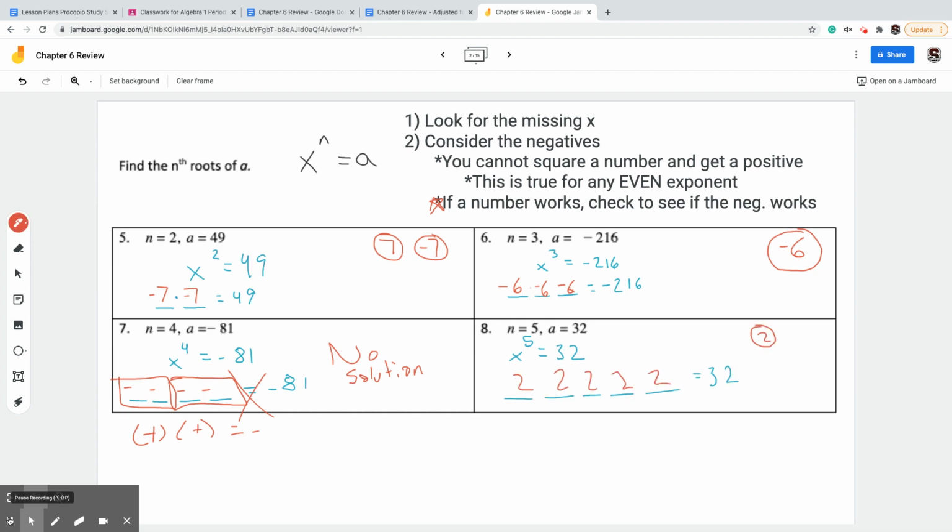I got 2. Did you get one that I missed? Remember, if a number works, check its negative, its opposite. So if I put a negative here, does it work? Well, negative times a negative, positive. Negative times a negative, positive. Times a negative, well, that wouldn't work. So I cannot include the negative. So 2 is my only answer. -2 is not a solution.